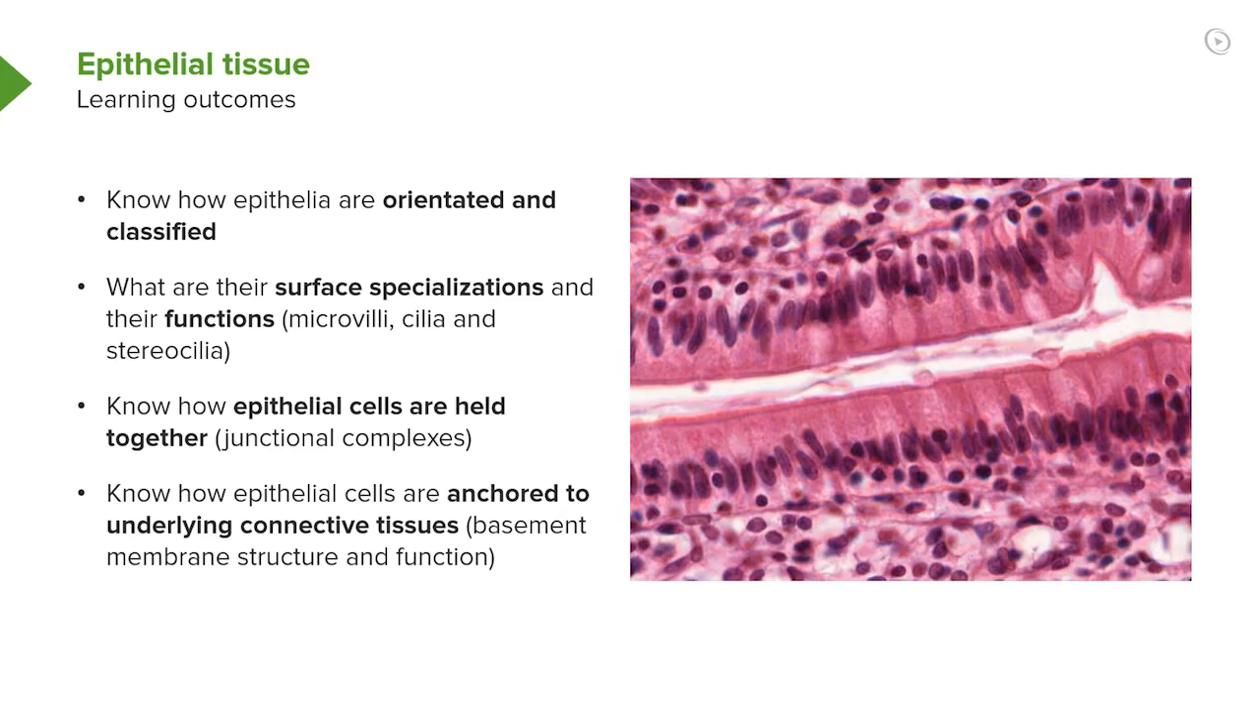Firstly, that epithelial cells are orientated in certain ways. They're also classified or named differently depending on how they appear, and also in some instances, their functions. They have certain surface specializations that have a very important role in some parts of the body. Epithelial cells are very tightly held together by junctional complexes, and I'll explain the different types of junctional complexes. Epithelia are also very tightly anchored to underlying connective tissue.